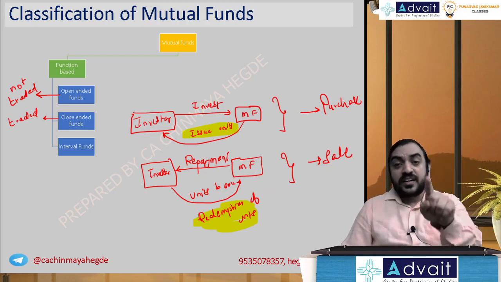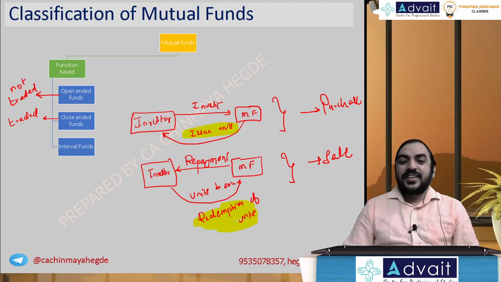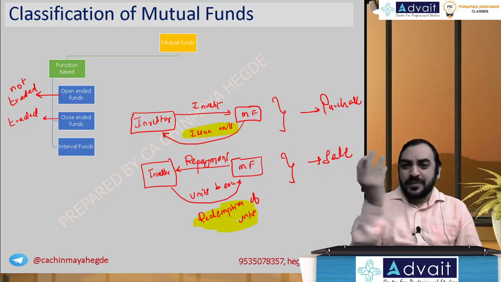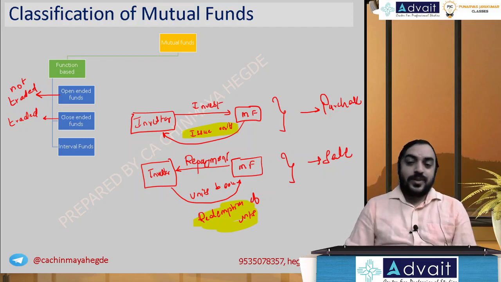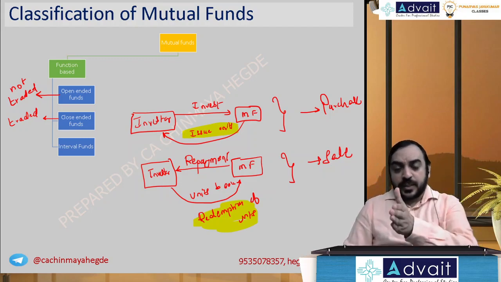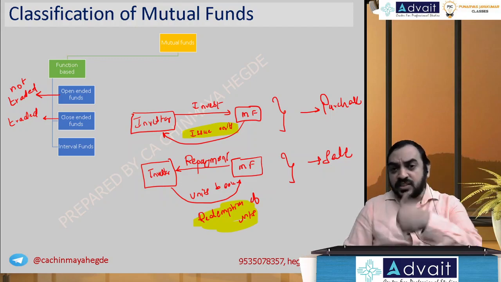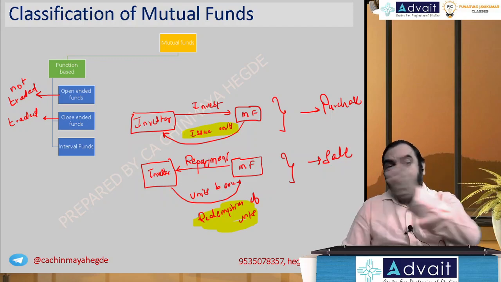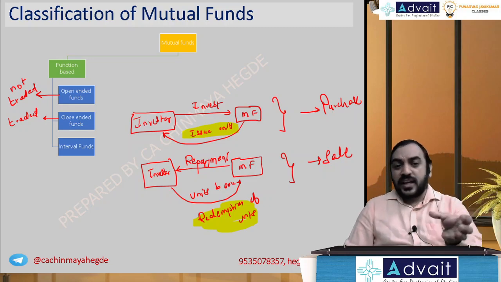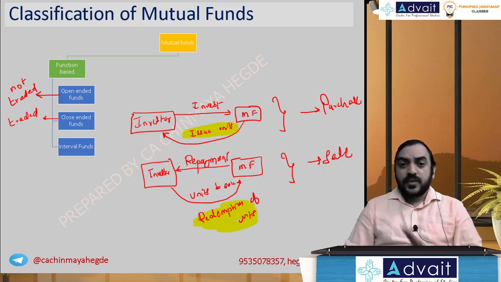Close-ended funds are traded. They will have a price, but their share, I told you about 1%, is hardly negligible. We have interval funds, a combination of both. It's open for some time, where you can buy and sell from the mutual fund. Later, it becomes close-ended. It's even more negligible. Only a few funds are there, which we do not worry about.